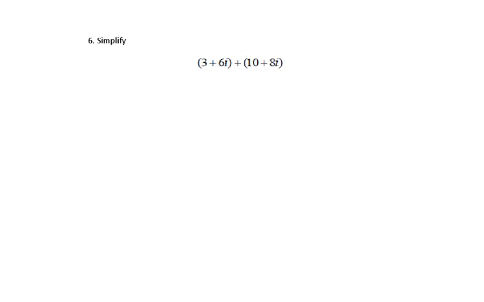Okay. 6 is sometimes a trick question because when students see two parentheses, they think FOIL. This is not FOIL. It's easier than FOIL. Now, how do I know it's not FOIL? Because there's a plus sign in between, that's why. First, let's just add the regular numbers. 3 plus 10 is 13. There's your first answer. Next, add the i's. 6i plus 8i, that is 14i. And you're finished.